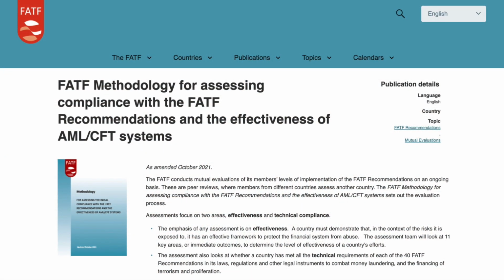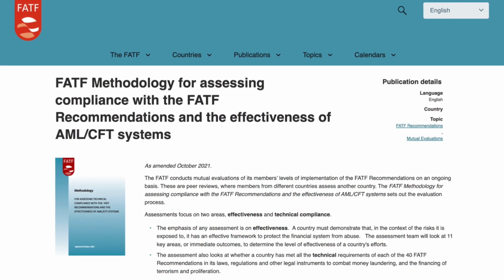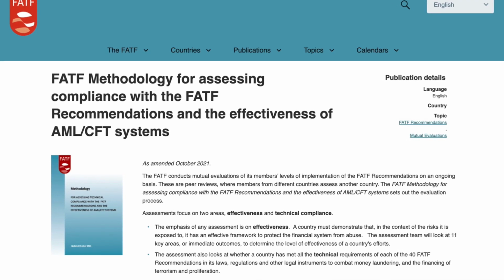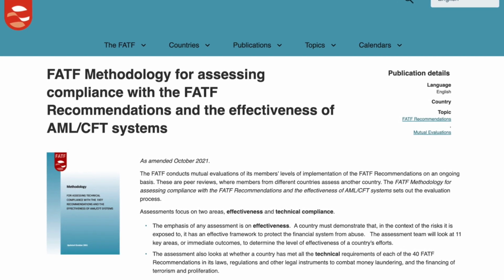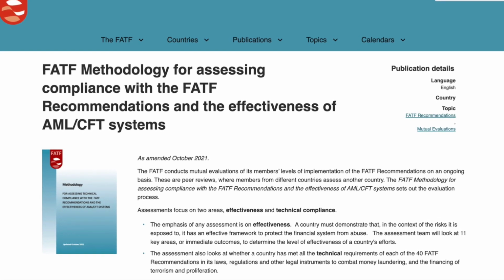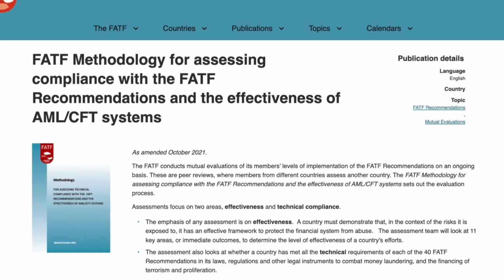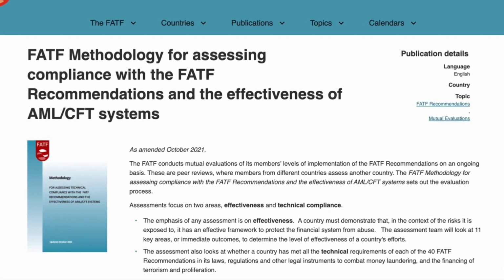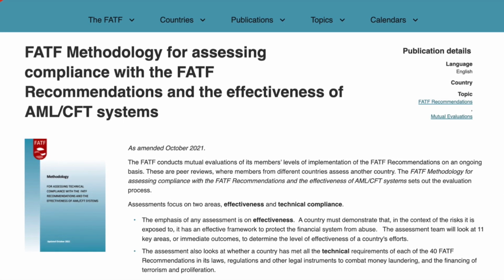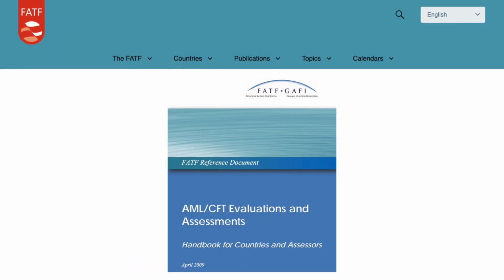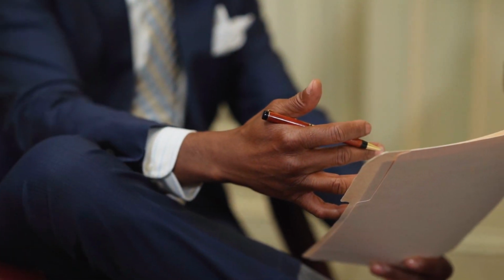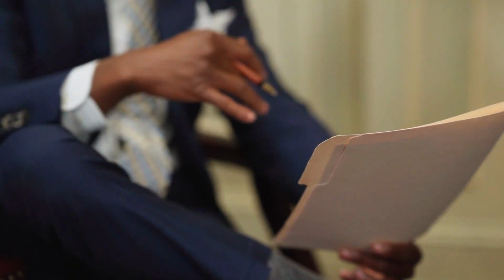In February 2004, with an update in February 2009, the FATF released a reference document called the Methodology for Assessing Compliance with the FATF 40 Recommendations and the FATF 9 Special Recommendations. This document serves as a comprehensive guide for evaluating a country's adherence to the FATF standards. The accompanying 2009 Handbook for Countries and Assessors outlines the criteria used to assess whether participating countries have achieved these standards. The evaluation process conducted by the FATF involves 2 main components.